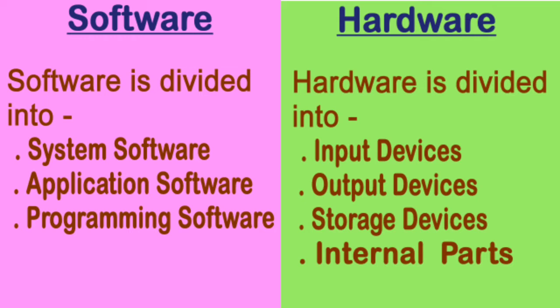Hardware. Hardware is divided into input devices. It accepts data from the user. Output devices. It displays processed data to the user. Storage devices. The area where data is stored. Internal parts.